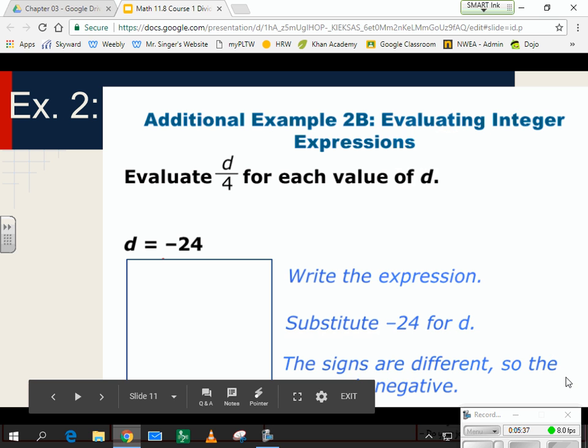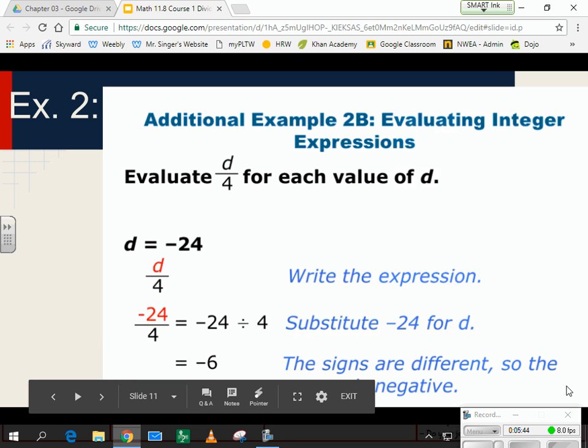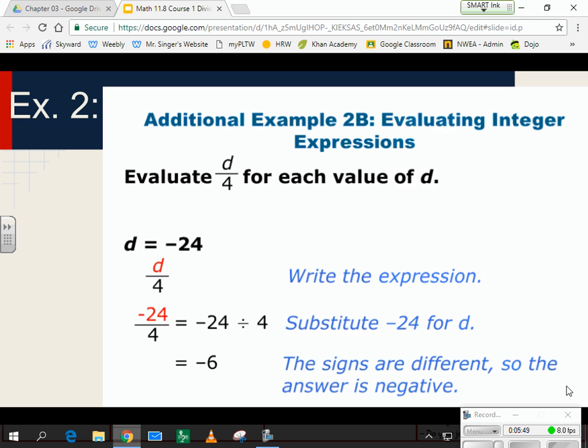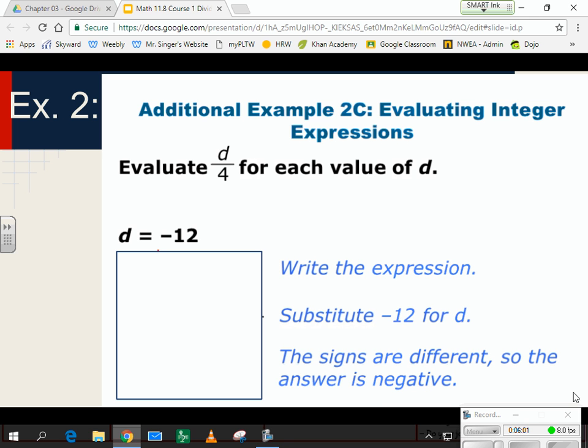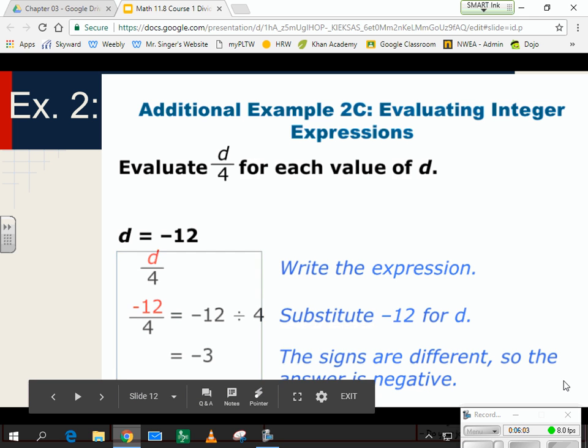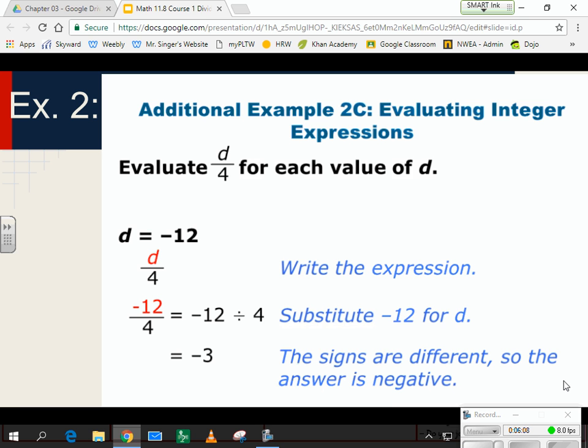Now we're going to do d divided by 4, but this time we're going to plug and chug negative 24 in for d. Now you should know that 4 times 6 gets you 24. So 24 divided by 4 is going to give you 6, but one's positive and one's negative, so it's a negative 6 because the signs don't agree. Here's one more to look at. We have negative 12 being plugged in for d over 4. You'll notice one's positive, one's negative, so your answer is going to have to be a negative answer, and 4 goes into 12 3 times. Hopefully you're catching on here.